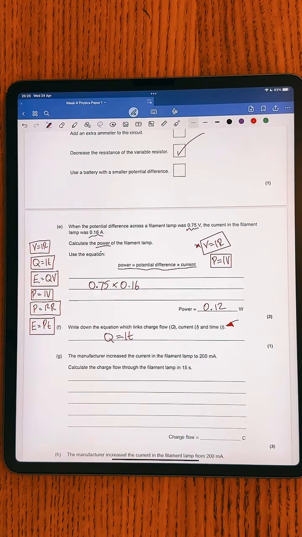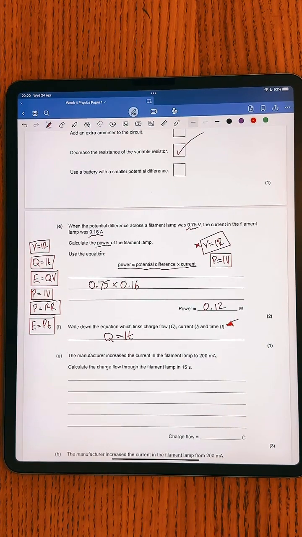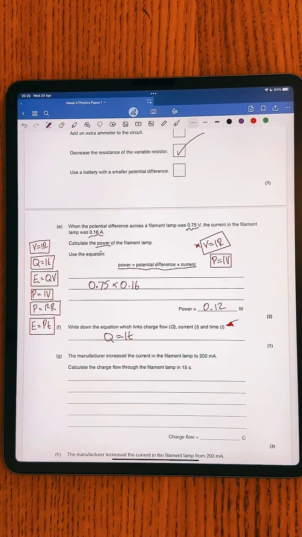What percentage of Physics Paper 2 is this worth, roughly? It's usually 1 or 2 questions, so maybe around 25%. It's quite a big topic. Electricity is quite a big topic.